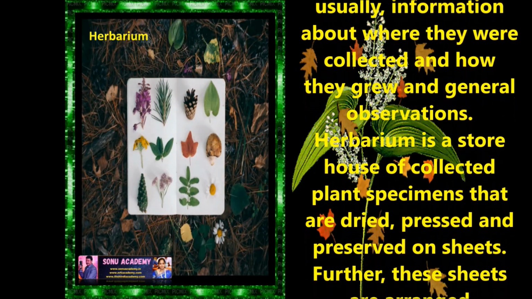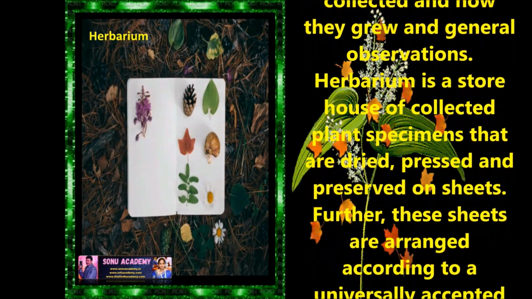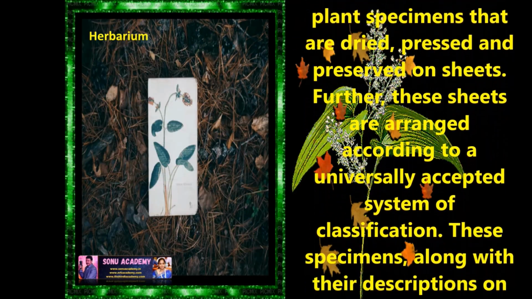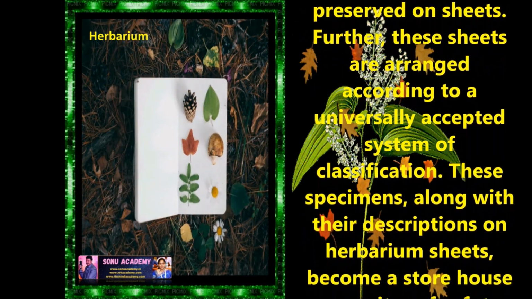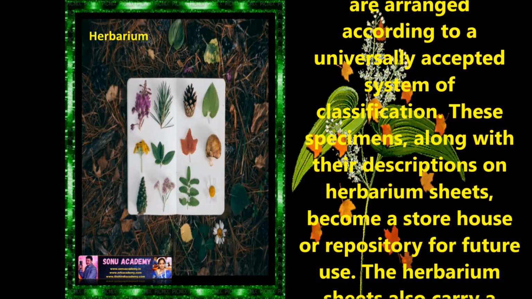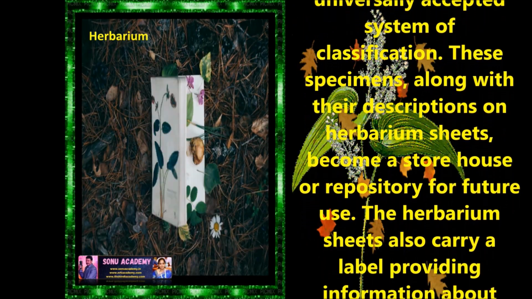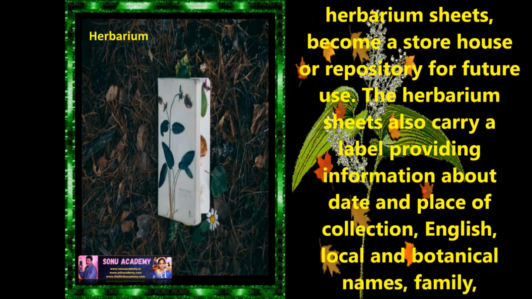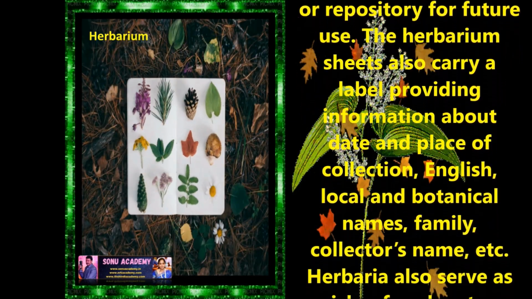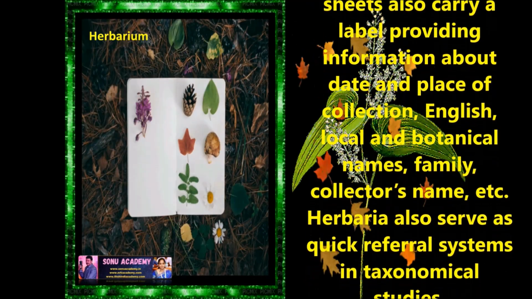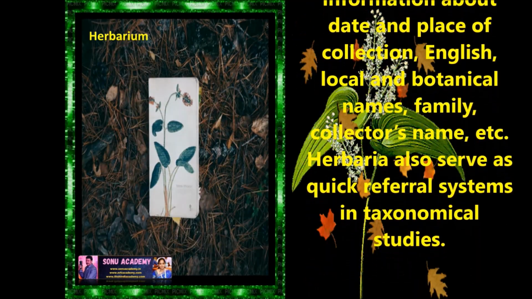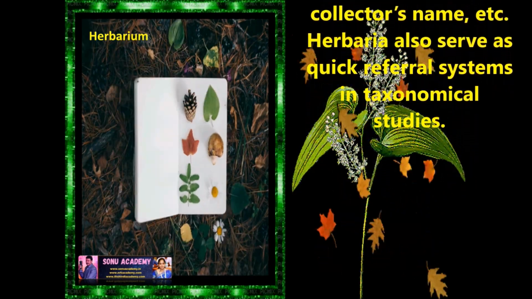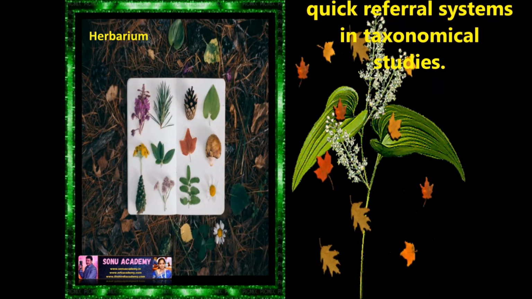Herbarium is a storehouse of collected plant specimens that are dried, pressed, and preserved on sheets. Further, these sheets are arranged according to a universally accepted system of classification. These specimens, along with their description on the herbarium sheet, become a storehouse or a repository for future use. The herbarium sheets also carry a label providing information about the date and place of collection, English and local botanical names, family, collector names, etc. Herbaria are also referred to as a quick referral system in taxonomical studies.